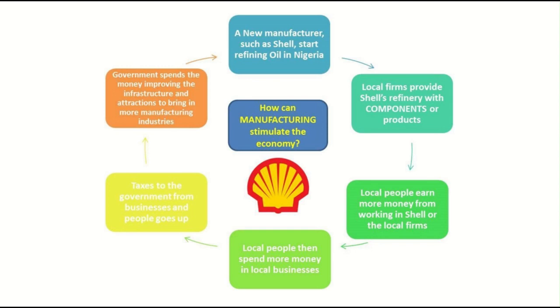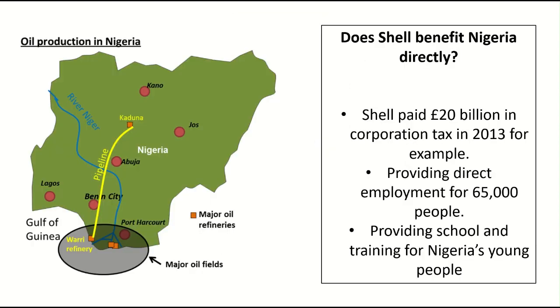That direct employment can lead to local firms gaining more money. They spend more money in local businesses. Taxes to the government go up, and that money is then invested back into infrastructure to bring in more manufacturing industries, or it is also invested in infrastructure to improve healthcare and education. So again, it's about those positive multiplier effects.